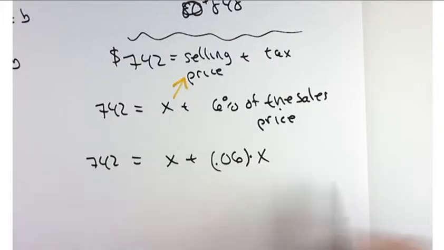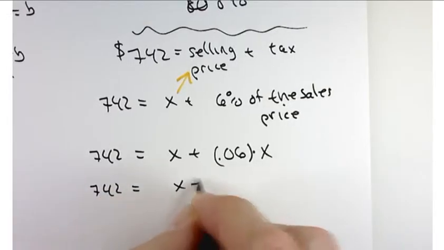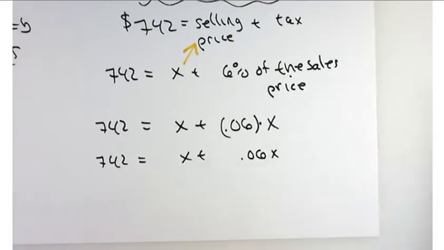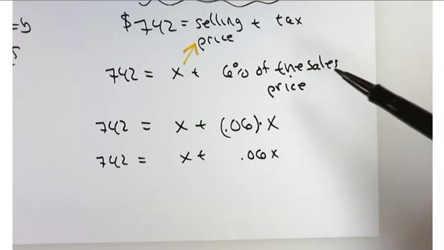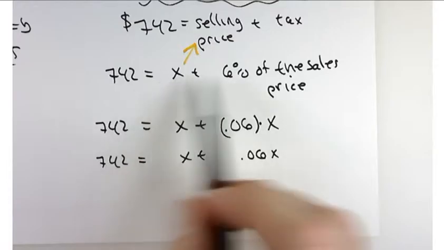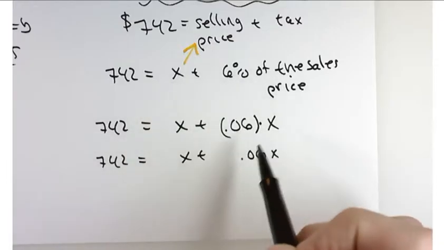Let's clean this up a little bit. 742 equals x plus 0.06x. Before I clean it up too much, do you see where this is coming from? It's 6% of this. We don't know what this is, but whatever it is, you're going to multiply by 0.06. That's going to be your tax.